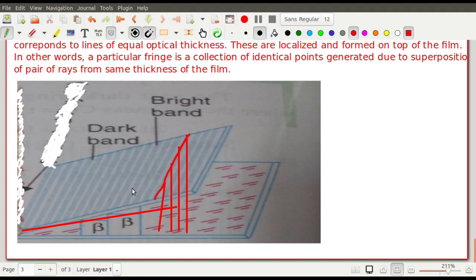As you move to the next line, left to right, now you come to a different line. So that different line will correspond to a different thickness. So until and unless you are on the same line, that same line corresponds to a particular thickness only. So that is why here the fringes are called fringes of equal thickness.